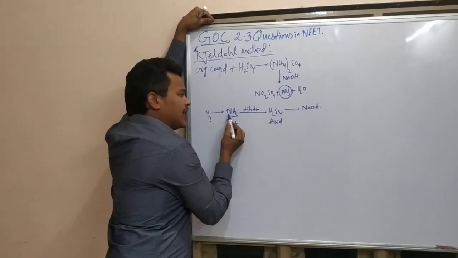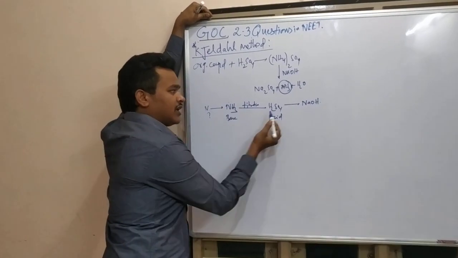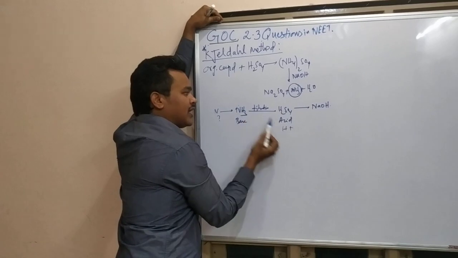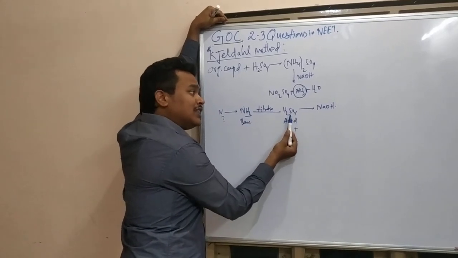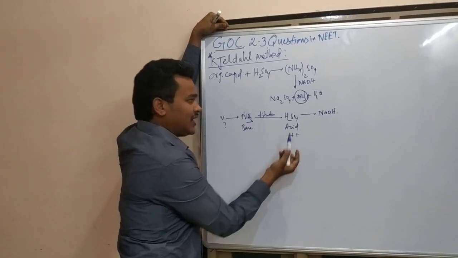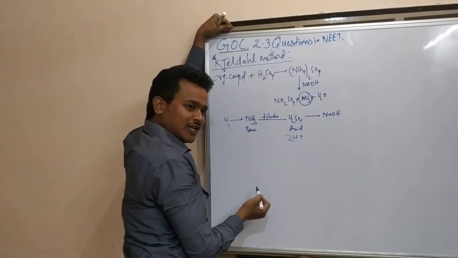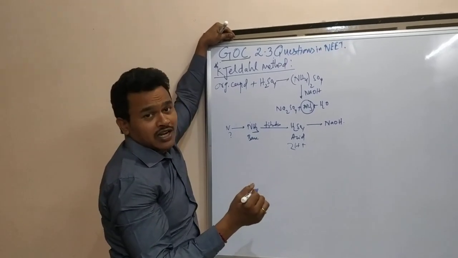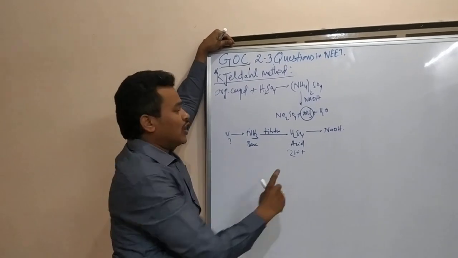Here NH3 has one lone pair, which can take 1 H plus. In H2SO4, how many H plus are there? 2 H plus are there. So H2SO4 can give 2 H plus. So how many ammonias are required? 2 ammonia molecules are required.